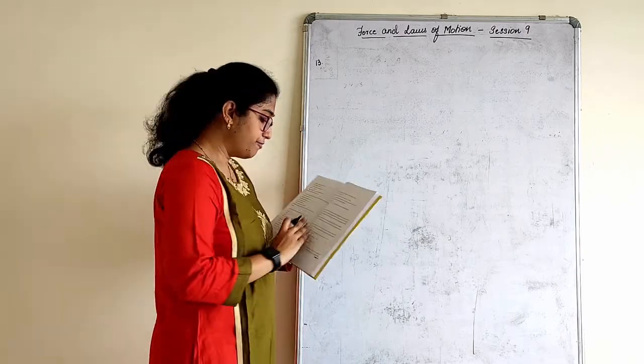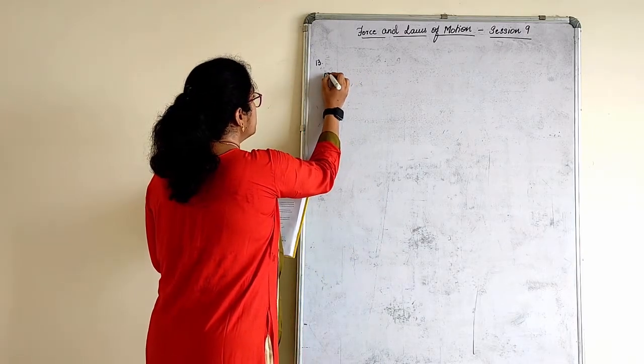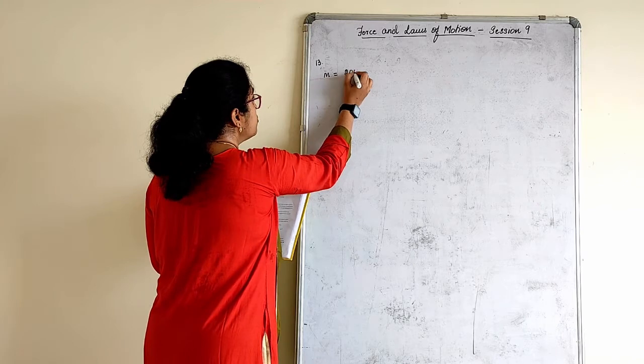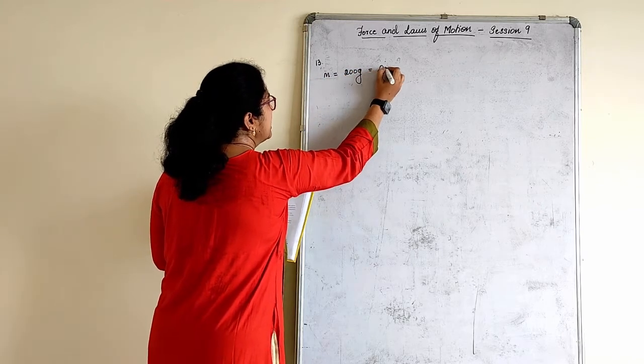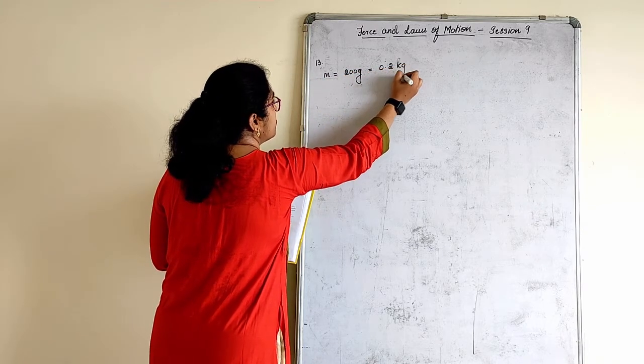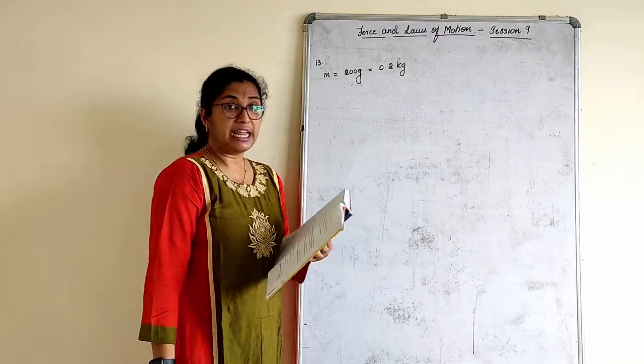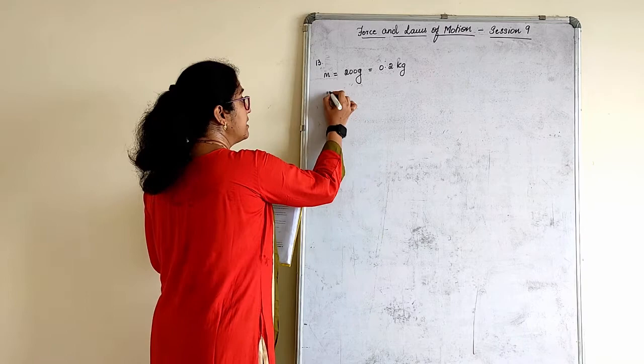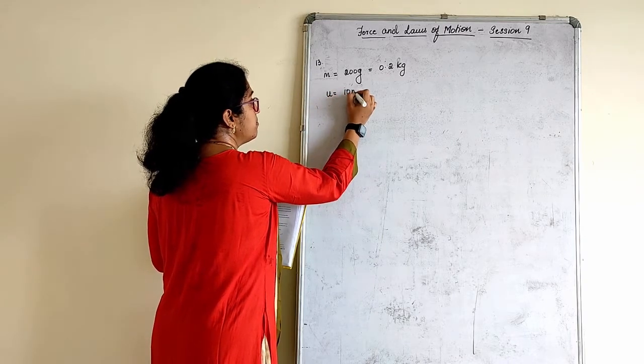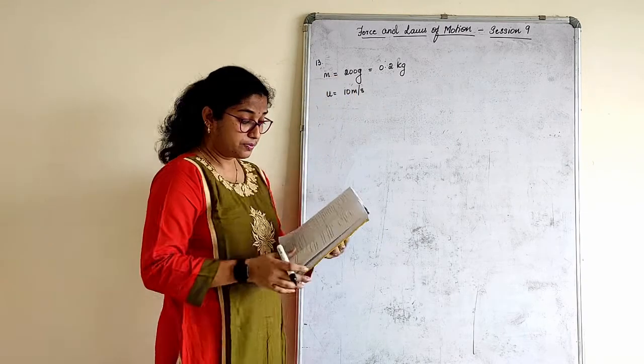A hockey ball of mass 200 grams. So mass is given as 200 grams. That means in kg, mass is always in terms of kg, 0.2 kg. Traveling at 10 meters per second. Traveling at u equal to 10 meters per second.